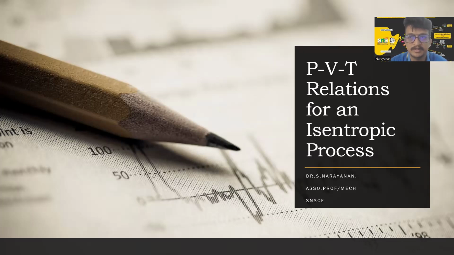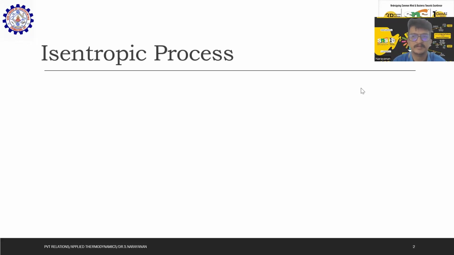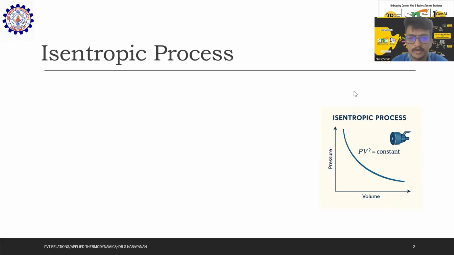Today we are going to see an important relation in applied thermodynamics, that is pressure, volume, temperature relations for an isentropic process. Before we begin, you have to know what an isentropic process is. It is a process which follows the law PV^gamma equal to constant.